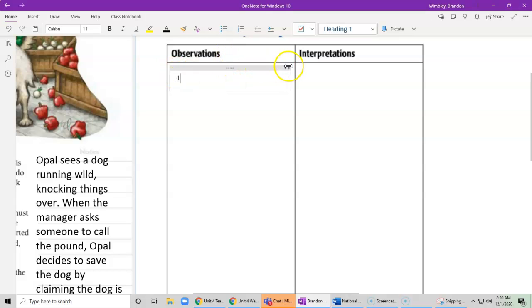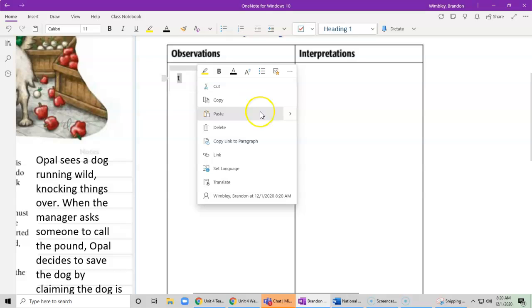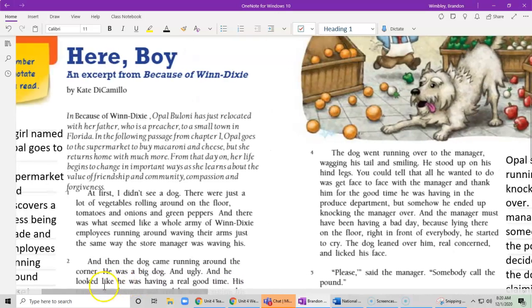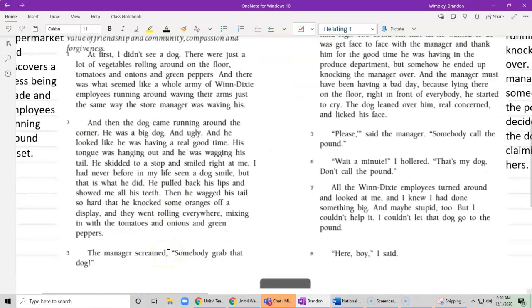So let's expand this, and we're going to paste that portion from our text. Remember, since I copied it straight from the text, I put it in those quotation marks to let the reader know that, hey, it came straight from our text. So let's head back and keep reading paragraph 2 now.